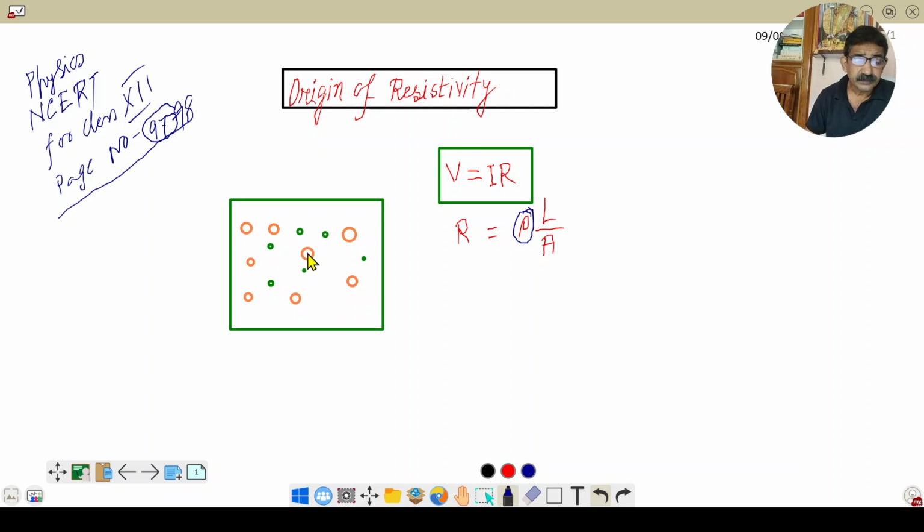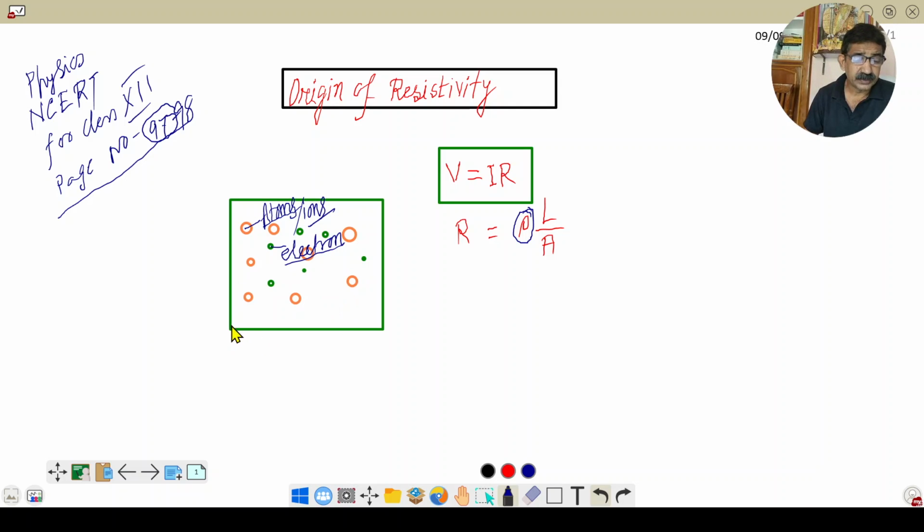Now, this boundary represents the interior of any conductor, and these are atoms. Atoms, rather it should be called ions. And this green one is electron. And these are free electrons. That means free electrons are free to move throughout the interior of the conductor.